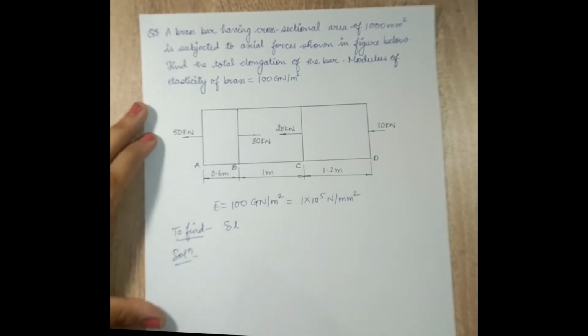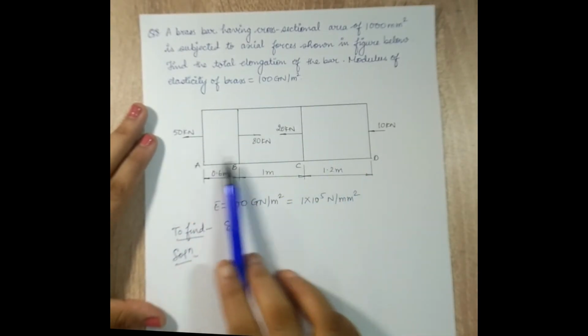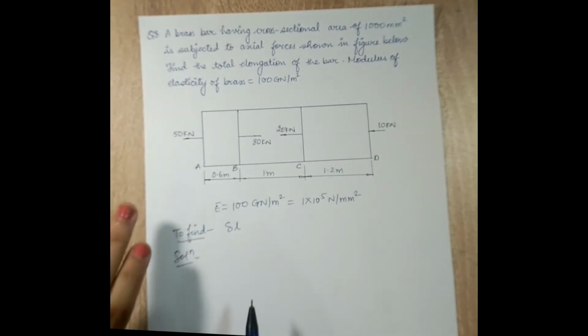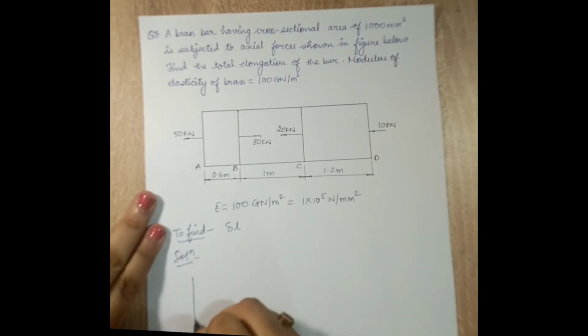First, I need to find out the FBD over here. If you observe, this is a type 2 problem where the loading is going to be different at various junctions. So let's start with drawing the FBD. I'll start with the end portion AB first. This is AB. The length is 600 mm.